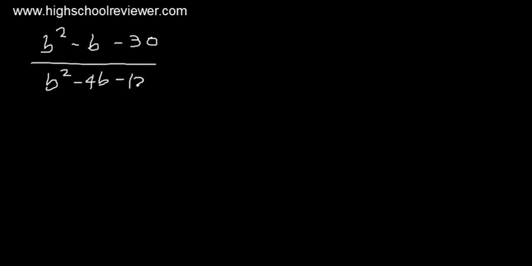Another example, we have here b squared minus b minus 30 all over b squared minus 4b minus 12. Let us first factor out the numerator followed by the denominator. As you can see, our numerator, the first term, has no numerical coefficient. The factors now of b squared, this will only be b multiplied by b. And we are now going to factor out negative 30, wherein we will find factors that will give us the sum of negative b, or negative 1 rather.